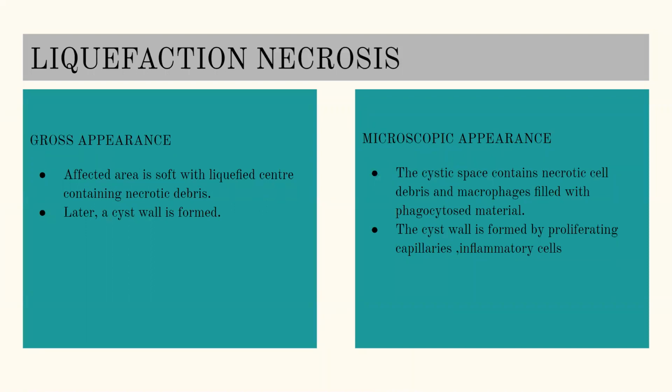So grossly, the liquefactive necrosis affected organ is soft with a liquefied center containing necrotic debris. Later, a cyst wall is also formed in it. Microscopically, the cystic space contains necrotic cell debris and macrophages filled with phagocytosed materials. The cyst wall is formed by proliferating capillaries and inflammatory cells.